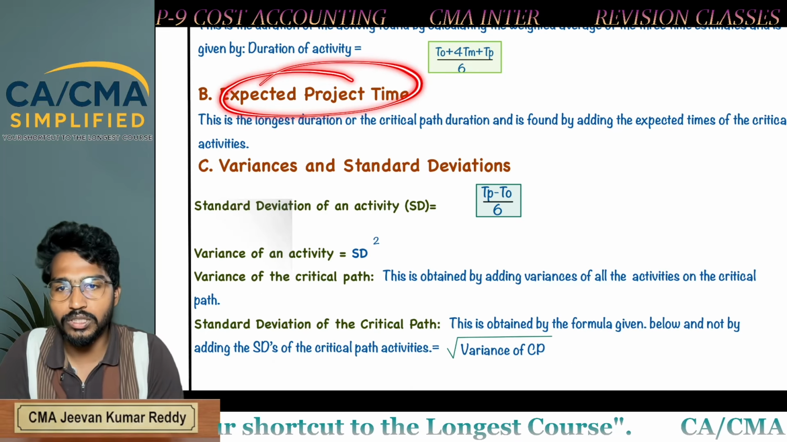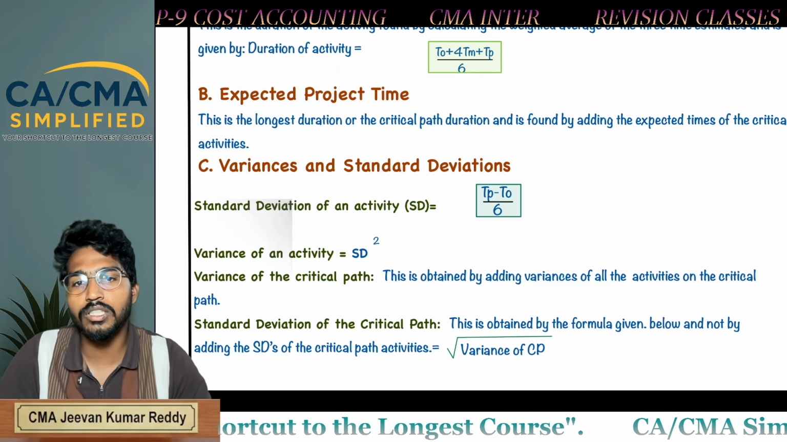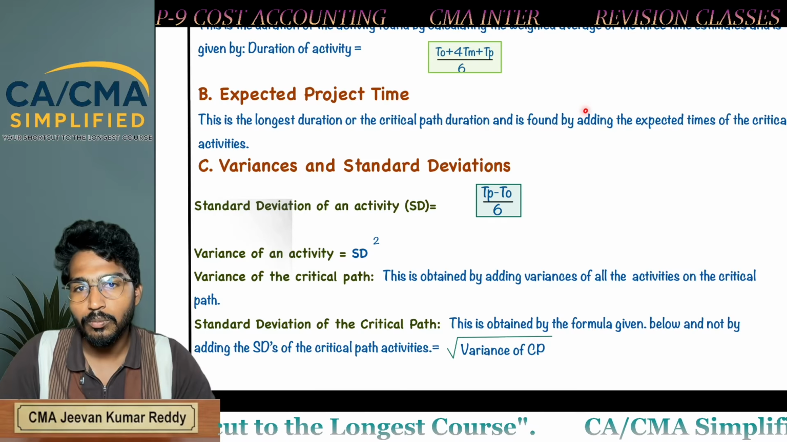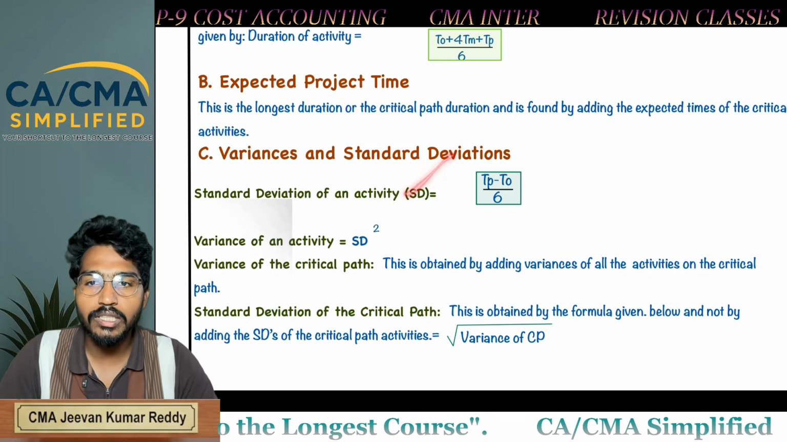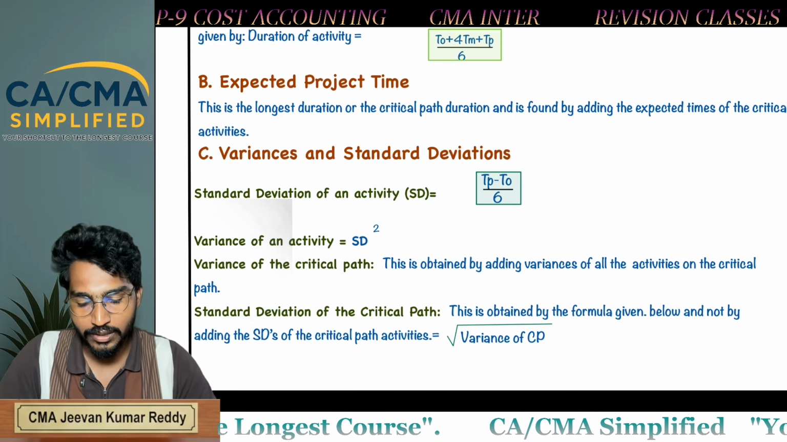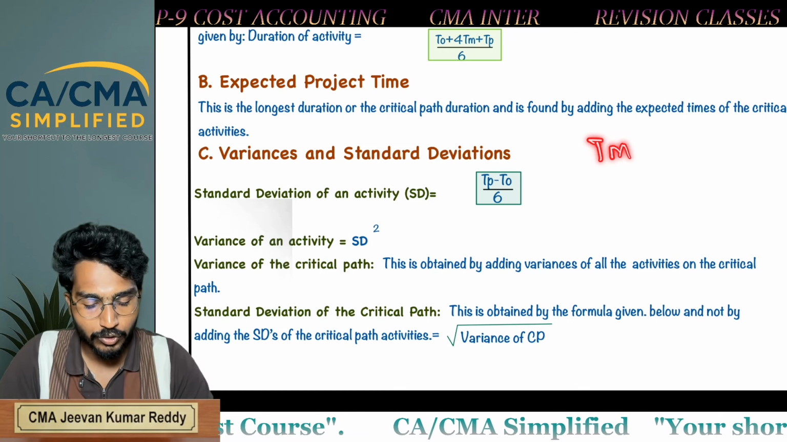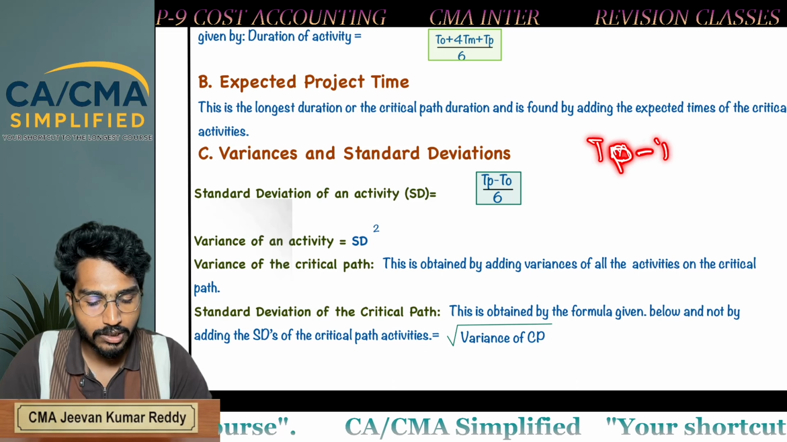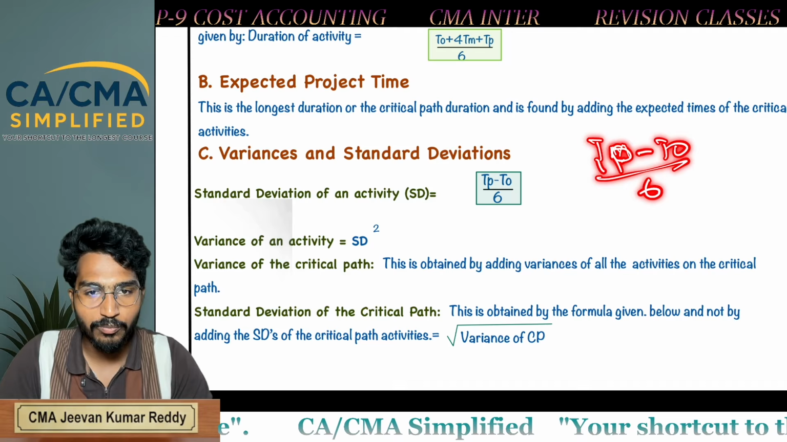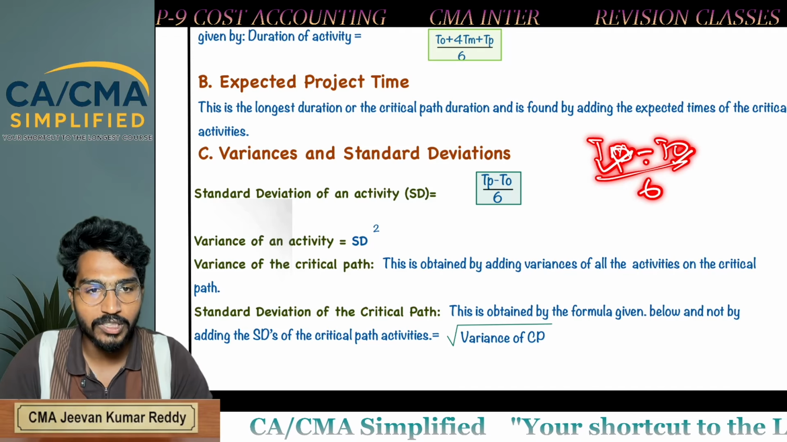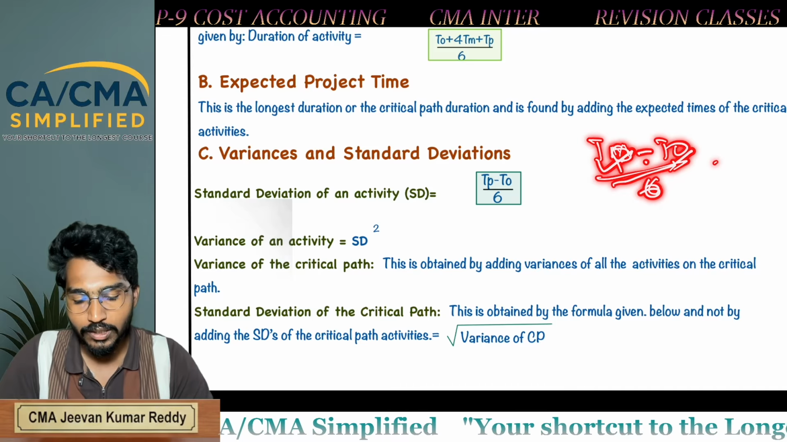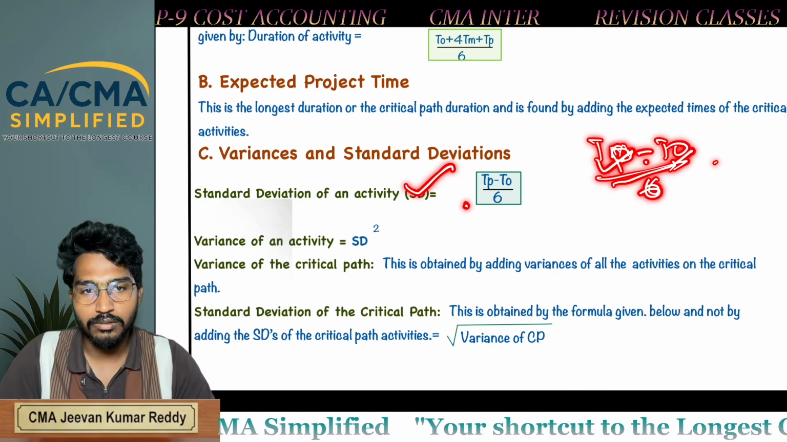Next, expected project time. What is expected project time? Your critical path is your expected project time. Next, standard deviation and variance. How to calculate standard deviation? TP minus TO divided by 6. Time of pessimistic minus time of optimistic divided by 6. You will get standard deviation.